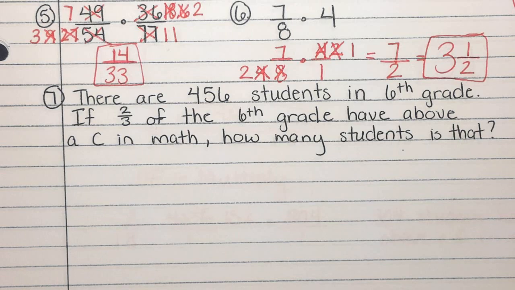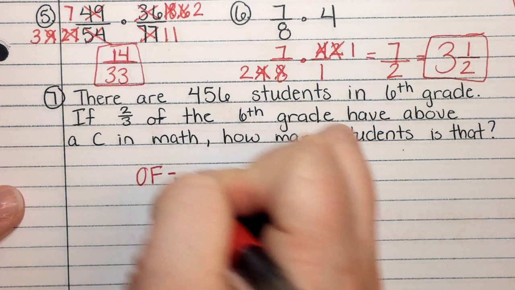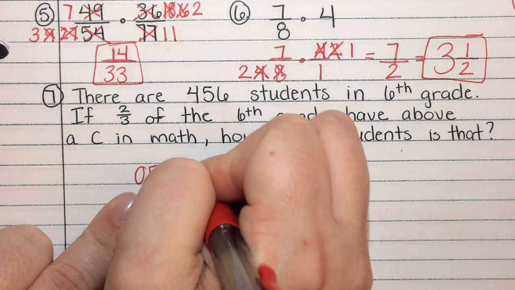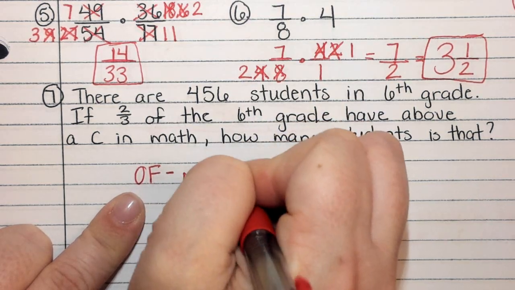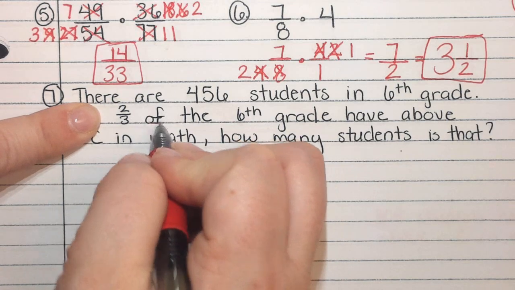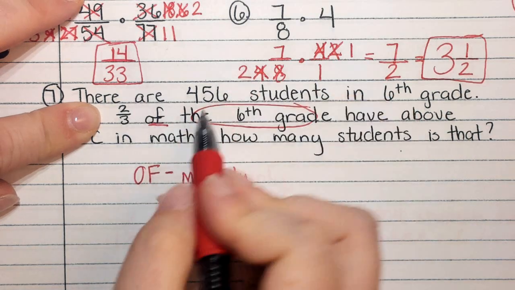Okay? So when I see the word "of," what that really means is that we need to multiply. So, for example, if I tell you that I have 6 classes of 28 students, what would y'all tell me to do? Multiply. 6 times 28, right? Because whole numbers are easy. But now it says the same thing: 2/3 of the 6th grade. How many students are in the 6th grade? It says right here.